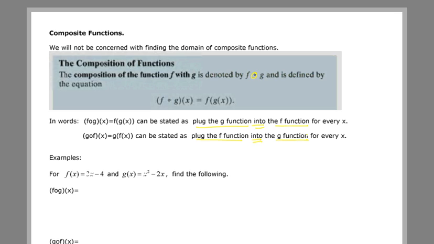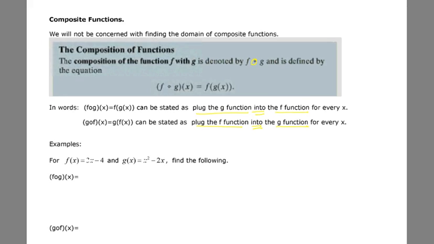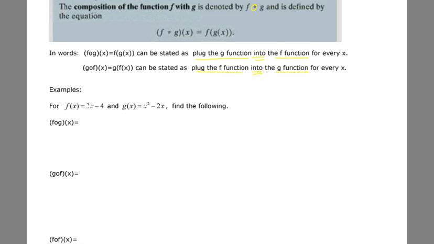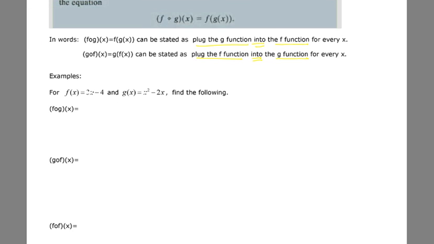So we need to know the order. F, G, X, G is inside, it gets plugged into F. G circle F means F gets plugged into G. And let's look at some examples on that. Let me clean up my statement here.